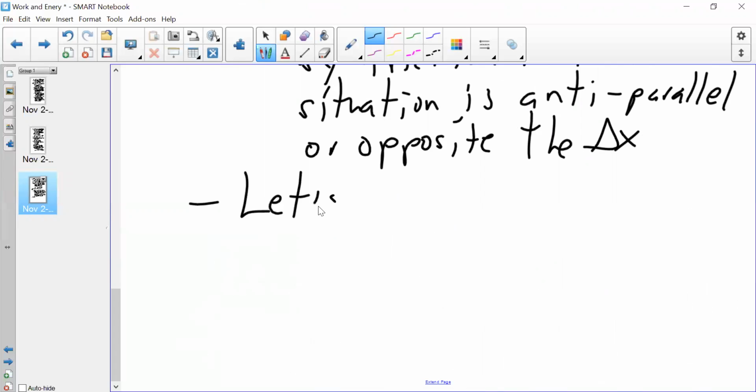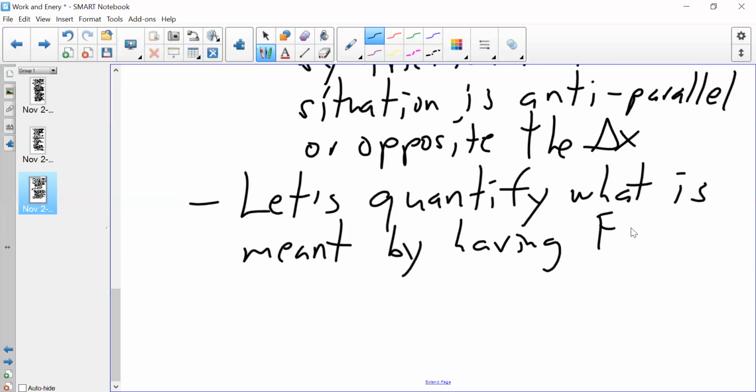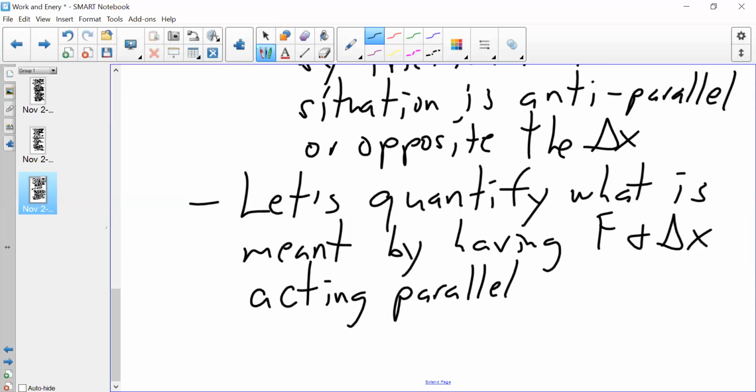All right, so let's quantify what we mean by parallel and anti-parallel. Again, we don't write a bunch of words to solve problems. So is there a way that we can make a mathematical statement for something parallel and anti-parallel? Let's quantify what is meant by having any force and displacement acting parallel or anti-parallel.